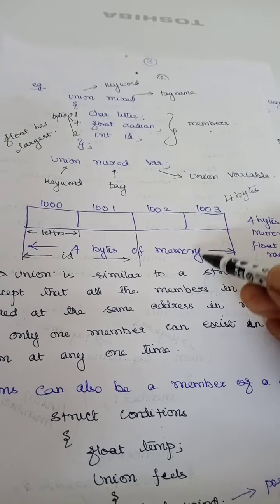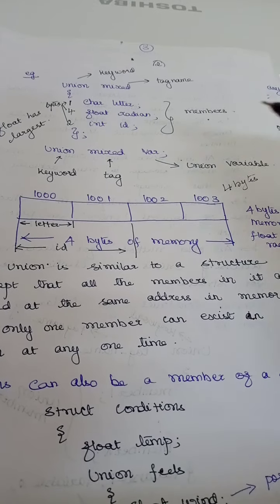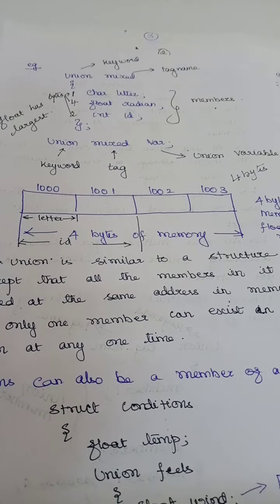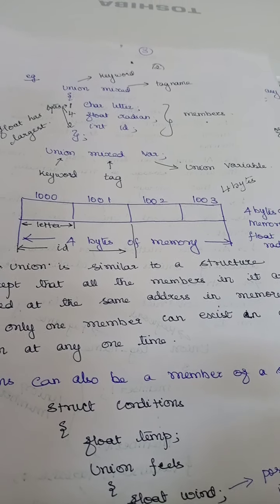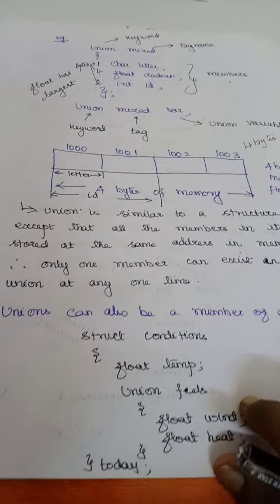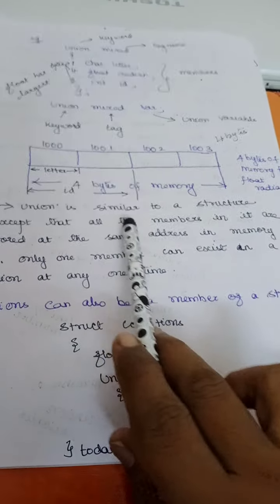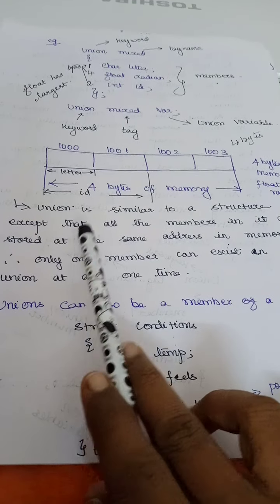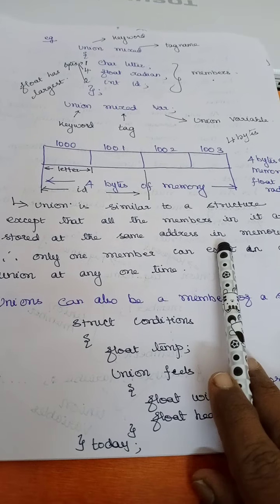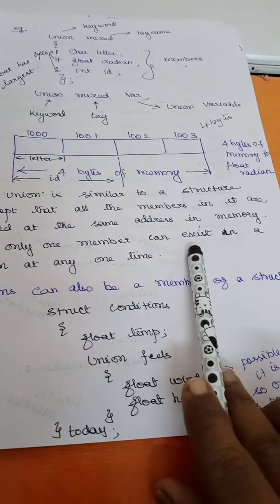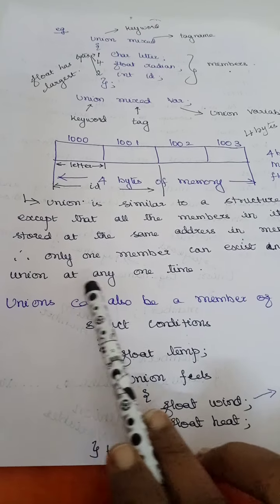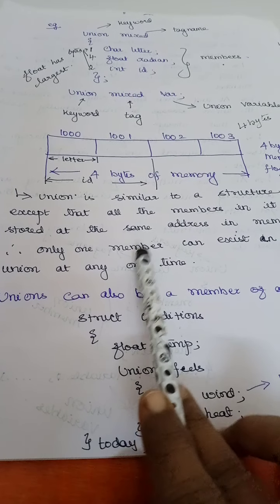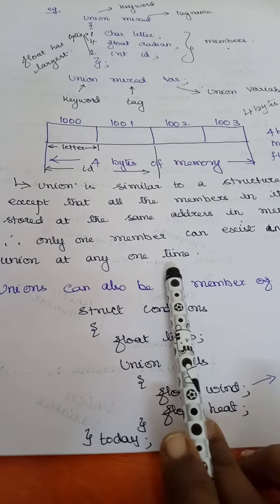So I will store float, I will store char, I will store int. But at a time only one member I can store. I cannot access all the members at the same time. That is the difference between your union and structure, right? So union is similar to a structure except that all members in it are stored at the same address in memory. Only one member can exist in a union at any one time, right? So only one member can be present at any one time, right?